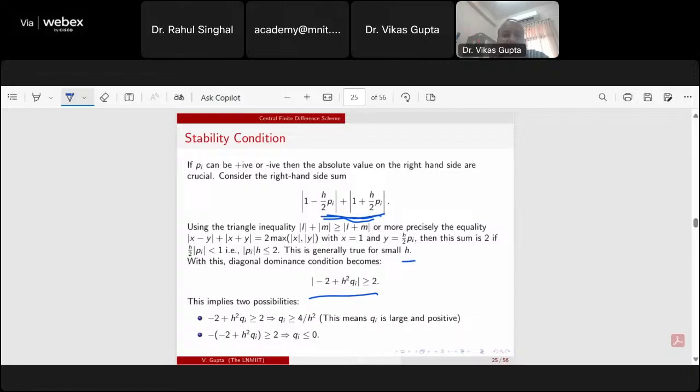If minus 2 plus h square qi is greater than or equal to 2, that implies qi is greater than or equal to 4 upon h square. Here h is the mesh width, which is very small. So what does it imply? Qi should be very large and positive, which is a very impractical restriction on the coefficient function Qi.